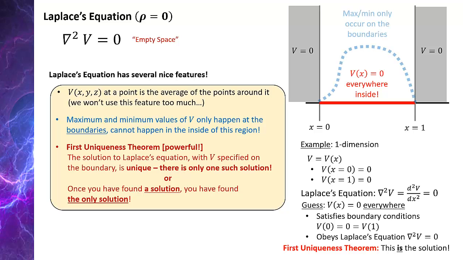In particular, we can't have some curve, like shown here in the dotted blue line, that ends at v equal to 0 on both sides and then maybe has some maximum in between. That would have a maximum and minimum in the interior of this region, and the maximum and minimum can only happen at the boundaries. And so this type of solution is not allowed. I'm only able to have v of x equal to 0 everywhere inside.